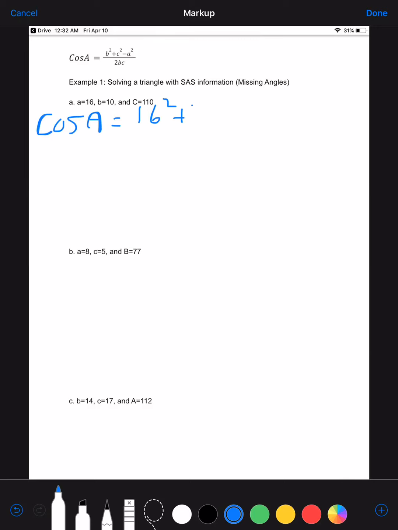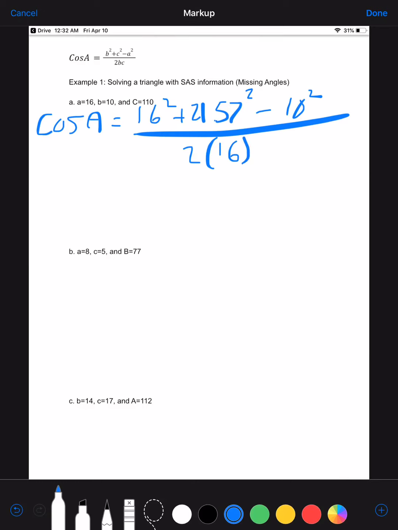So yesterday we got 21.57 squared. And then minus whatever the last one is, so 10 squared, divided by 2 times the first two numbers you plugged into the formula, so 16 times 21.57.